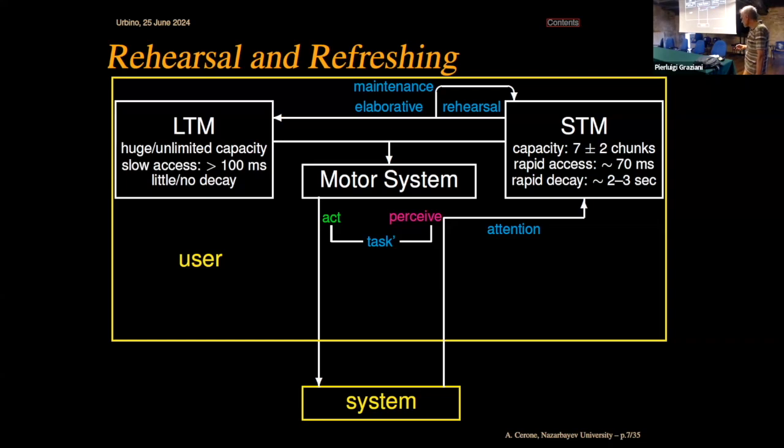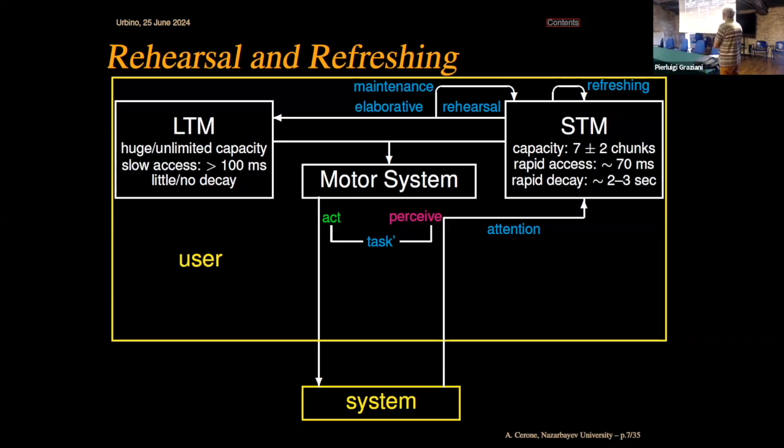And another way is to refresh the information through usage. When we use the information, because we are processing it, then in some way the decay time is reset to the original value. So this information keeps staying there. But in the end, it will decay.